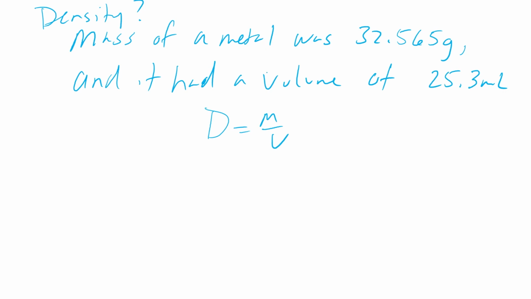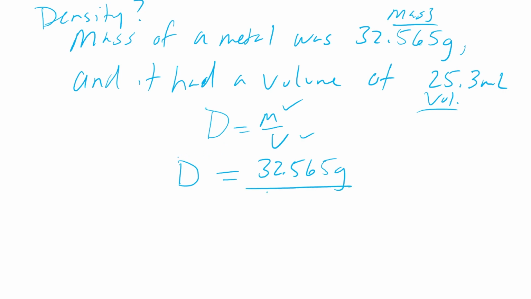We want to take out what we have. Obviously here we have a mass given to us, and we have a volume given to us. So we can just put it in here. Our density would be 32.565 grams divided by 25.3 milliliters. Again, punching that into our calculator, 32.565 divided by 25.3.